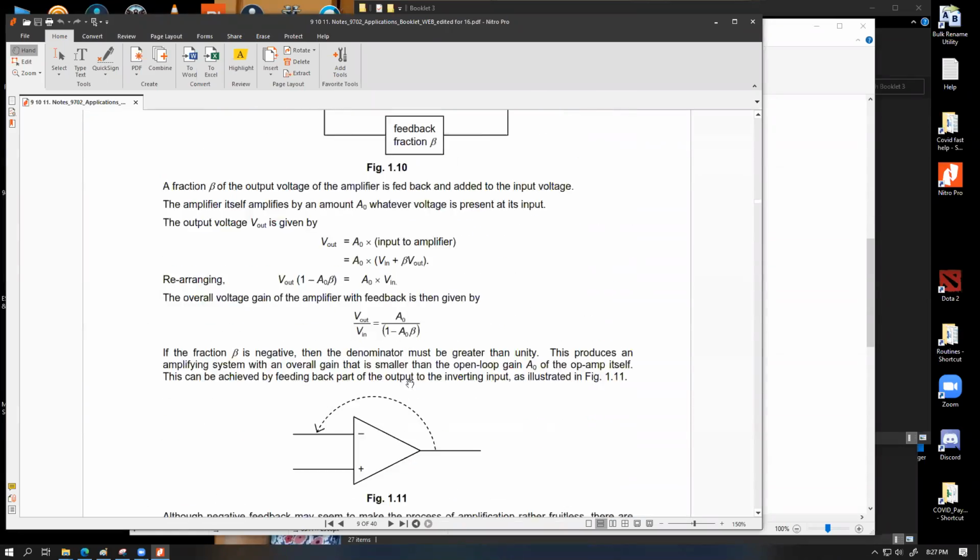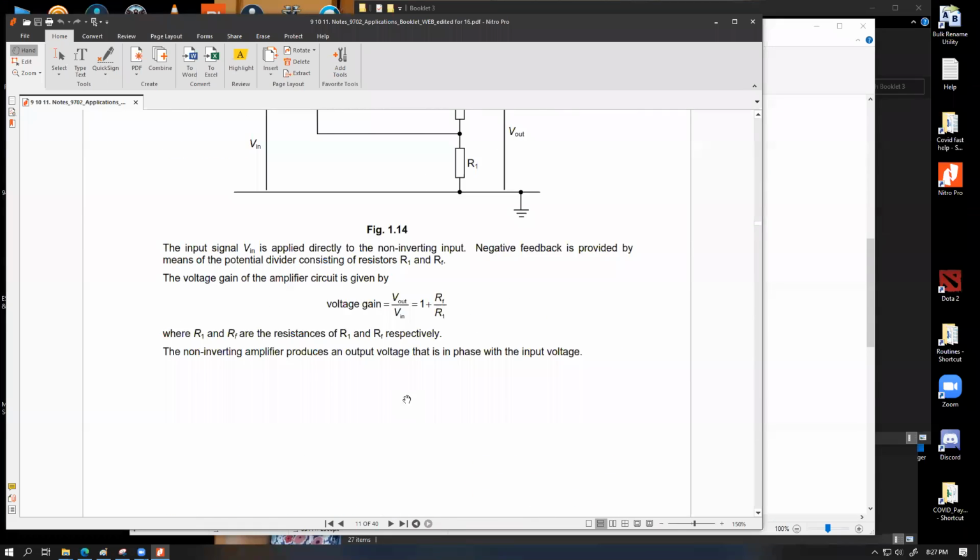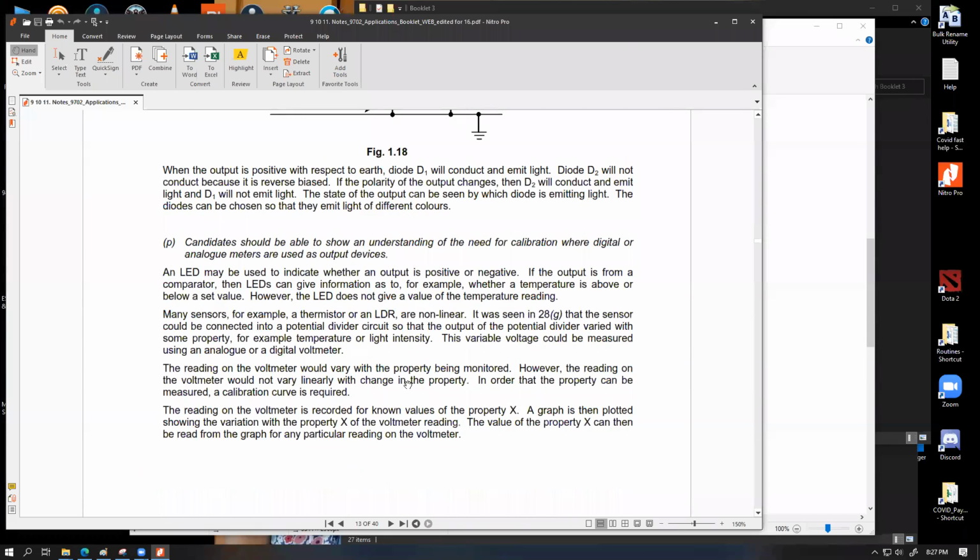So if we go back right here, this reading on the voltmeter would vary with the property being monitored. However, the reading on the voltmeter would not vary linearly with change in property. In order that the property can be measured, a calibration curve is required. The reading on the voltmeter is recorded for known values of the property X. A graph is then plotted showing the variation with the property X of the voltmeter reading. The value of the property X can then be read from the graph for any particular reading on the voltmeter.